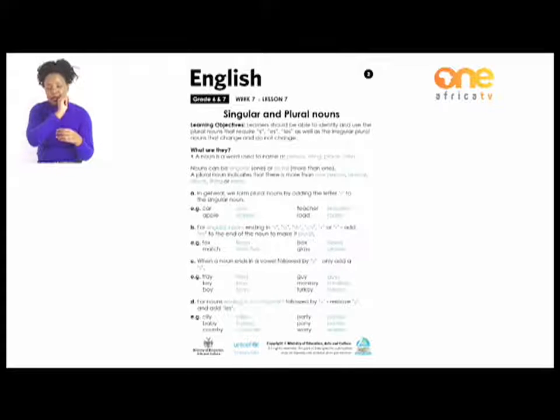For example, 1 city, 2 cities, 1 party, 2 parties, 1 baby, 4 babies, 1 pony, 2 ponies, 1 country, 2 countries, worry, worries.